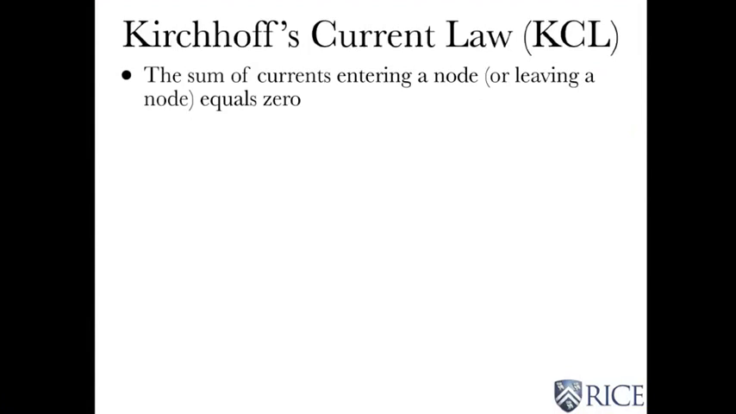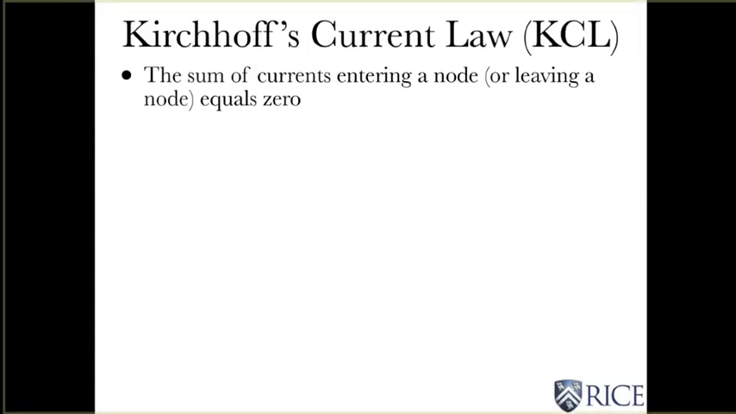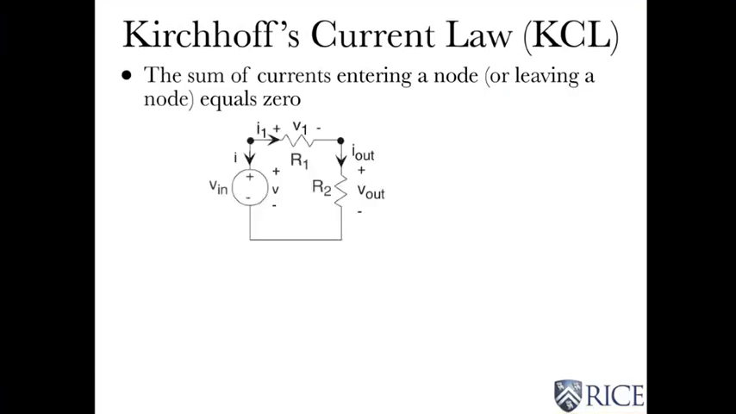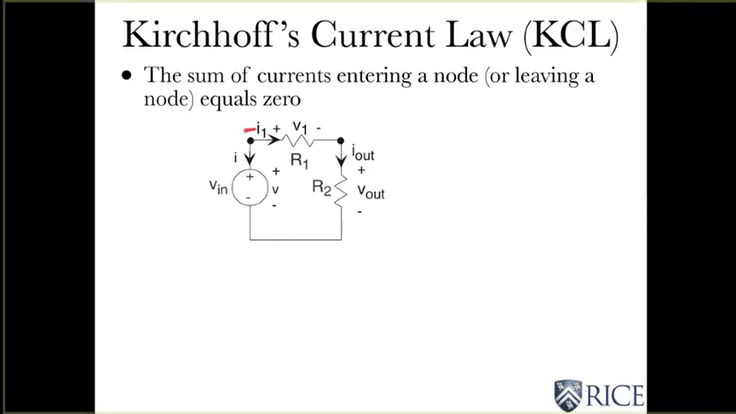All right, so the first one we're going to talk about is Kirchhoff's current law, KCL, which basically says the sum of currents entering a node or leaving a node equals 0. So what's a node? So we look back at our circuit. A node is a connection point. That's where 2 or more elements are connected together and they're really attached.